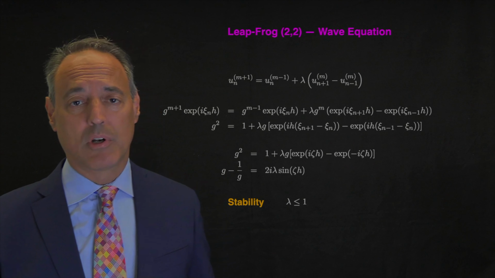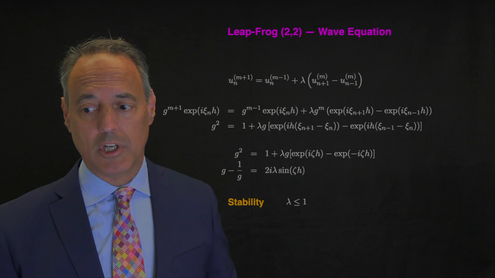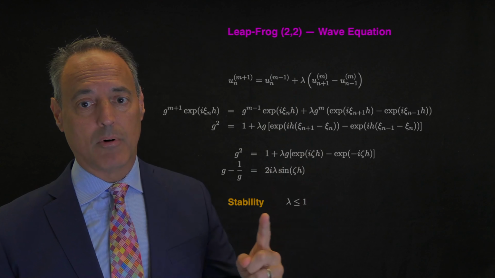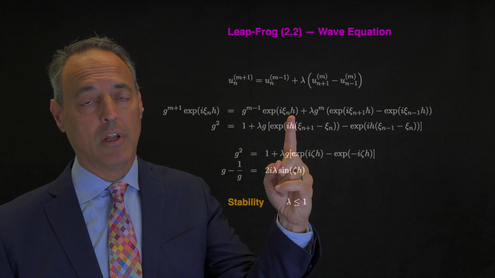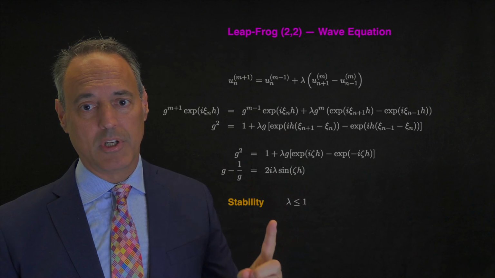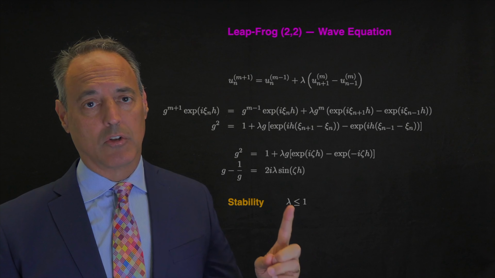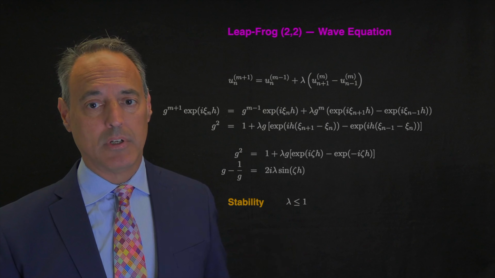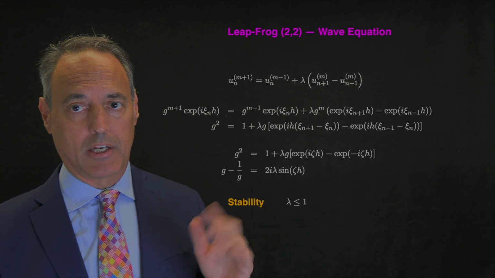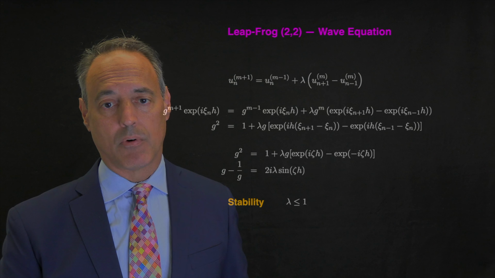So let's go back to our leapfrog 2-2 using the wave equation as an example. We knew that this was stable for lambdas less than 1. We did our von Neumann analysis. We were able to manipulate the algebra and find that, look, as long as my CFL number is less than 1, then I can go ahead and march this forward stably.